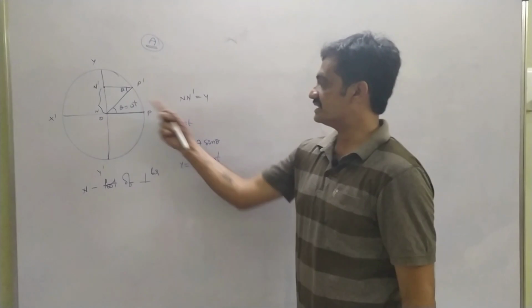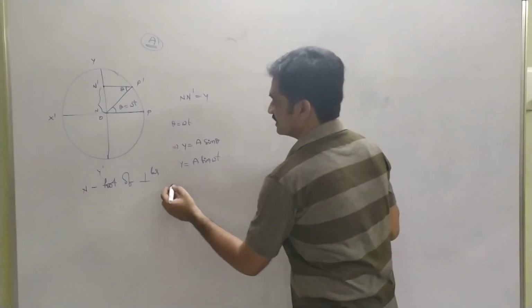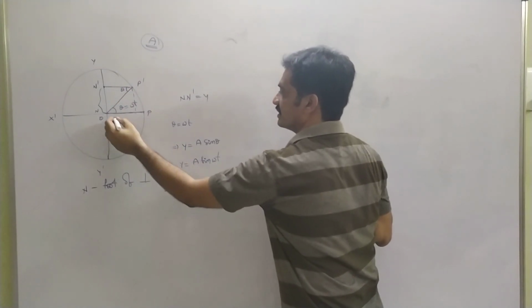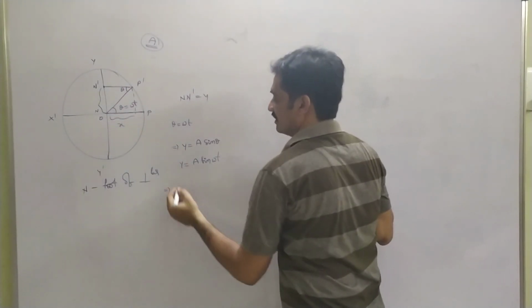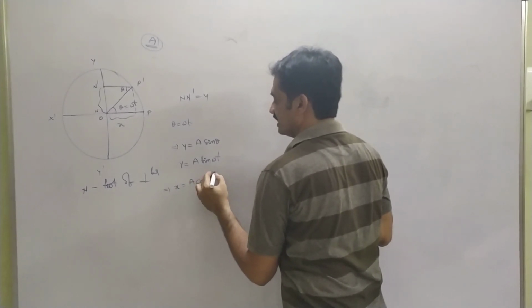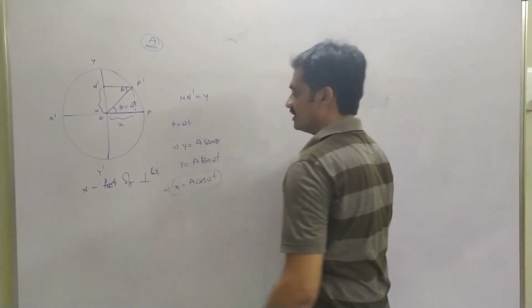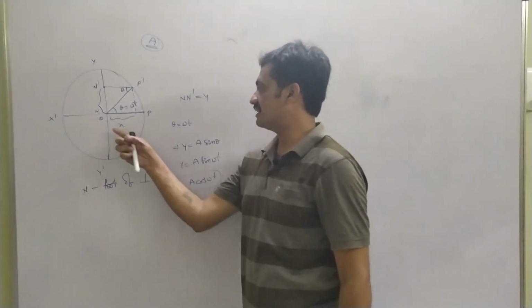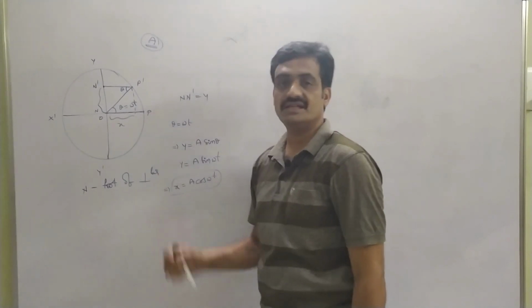Similarly, we can represent it in terms of cos, where the displacement based on the projection is represented as x, whereas x equals a cos omega t. So once again we have represented the displacement along the projection on the y axis as well as the x axis.